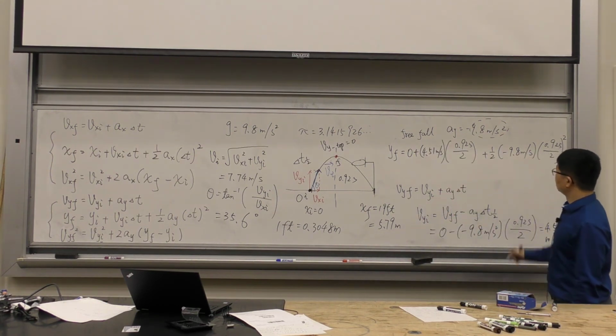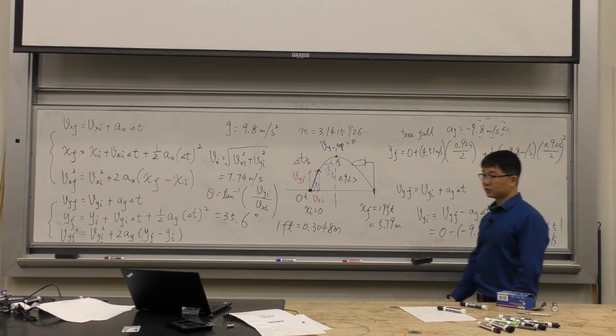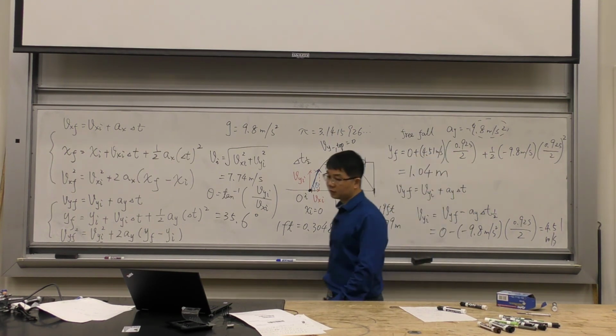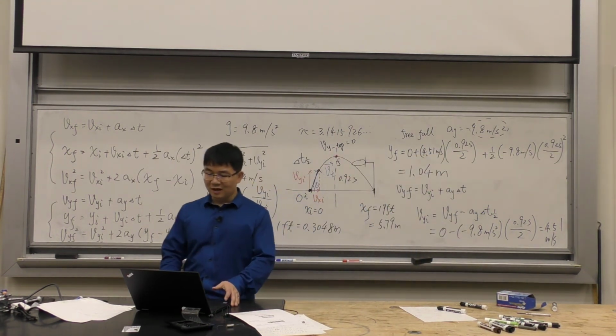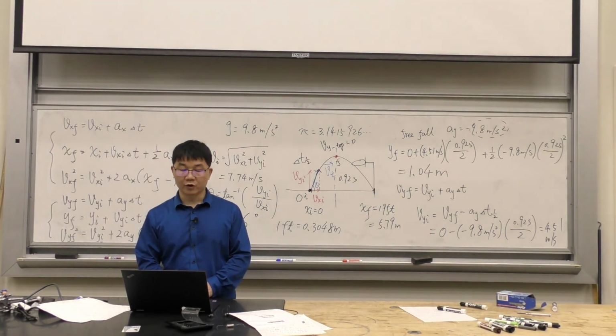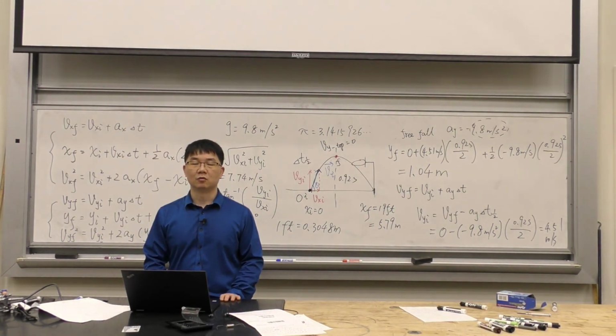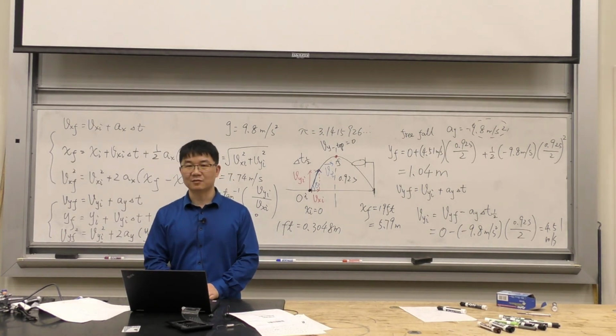Okay? Now you can put all these numbers in your calculator. What do you get? 1.04 meters. Okay? 1 meter, about 1 meter. That's reasonable, okay, for a human. Okay? If you get like 10 meters, well, think about it, right? Can Michael Jordan jump like 10 meters, right?